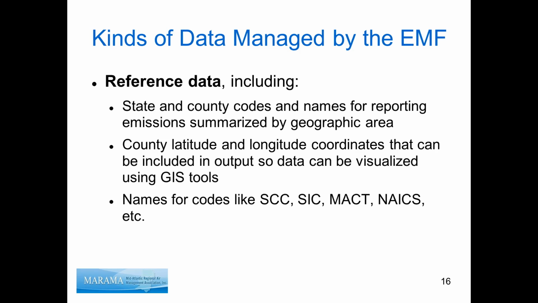And just a real quick, there is one other important kind of data that the EMF manages, which is all this reference data. So your inventories have codes. For humans, sometimes the codes aren't as nice. We'd rather have names, like state and county names. Another thing that EMF can do is we have a database that stores the county latitude and longitude coordinates, so then those can be included in your reports. So then you can take those reports and take them into different GIS tools or into Google Earth, for example. And then we also have names for other codes like SCC descriptions, SIC, MACT, NAICS, all kinds of different description codes. And mostly those are used, again, in building your reports so that we can have names instead of just codes.